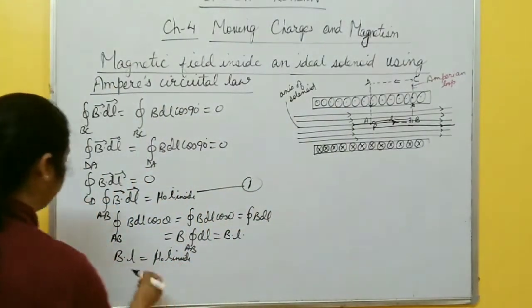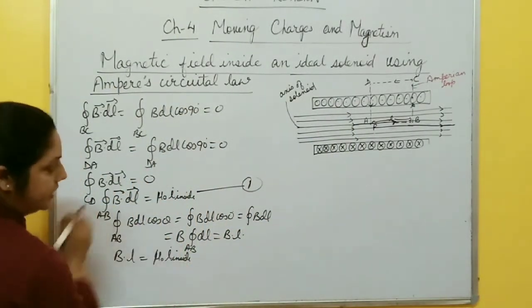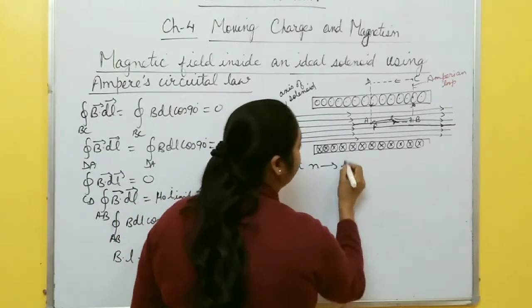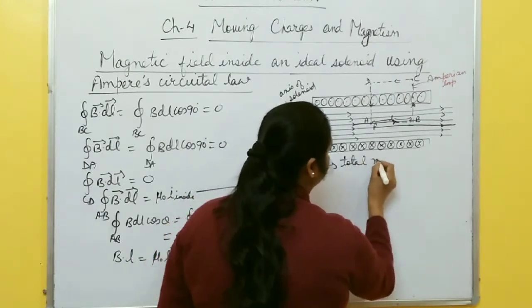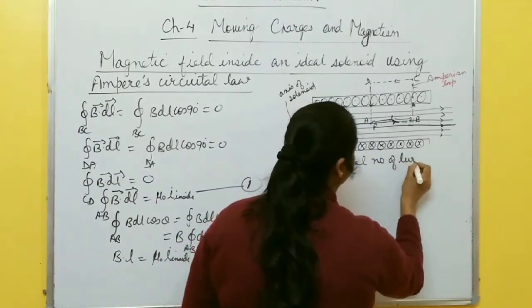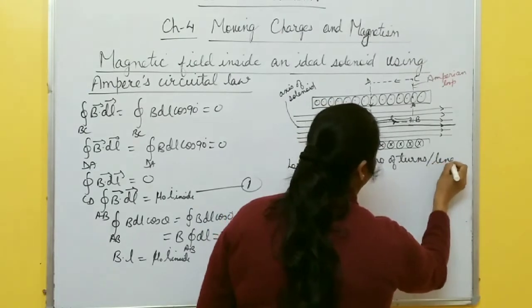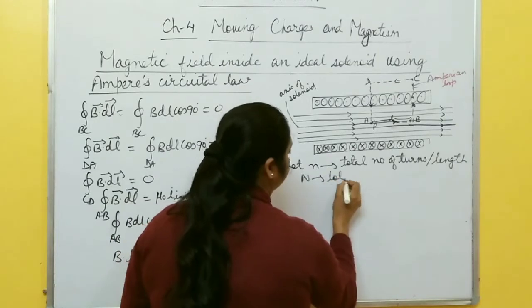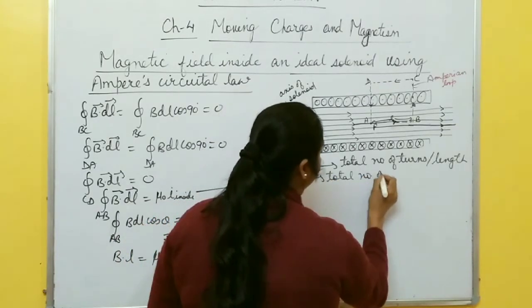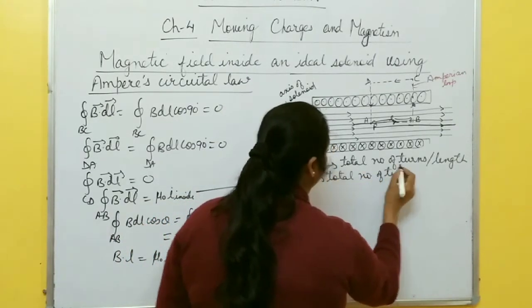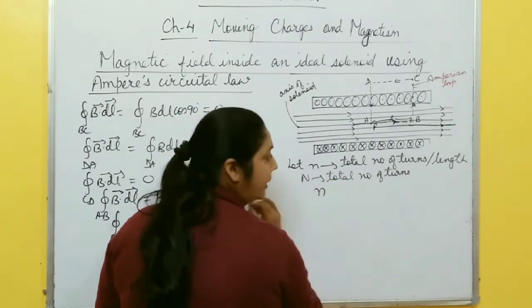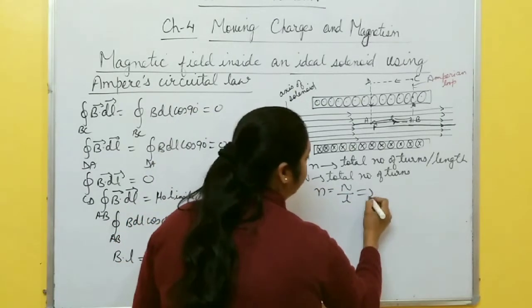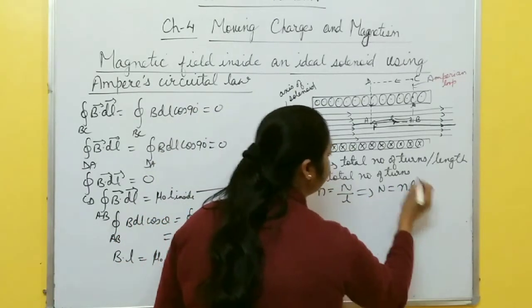Okay, after this one, your aim is to find I inside. For this, let us suppose that small n be the total number of turns per unit length, and let us suppose capital N be the total number of turns. It means this small n is the number of turns per unit length. So from here the total number of turns becomes n into L.